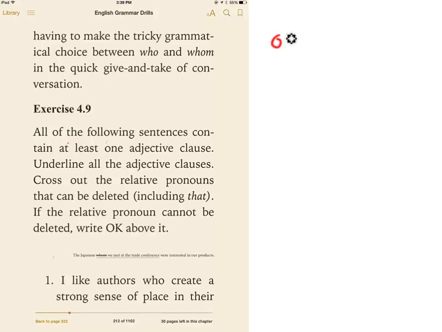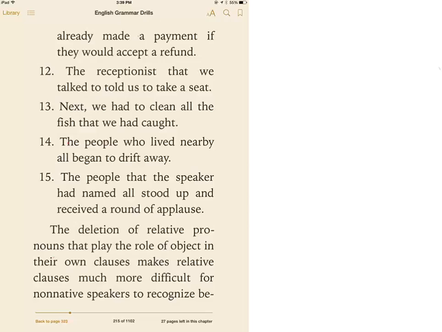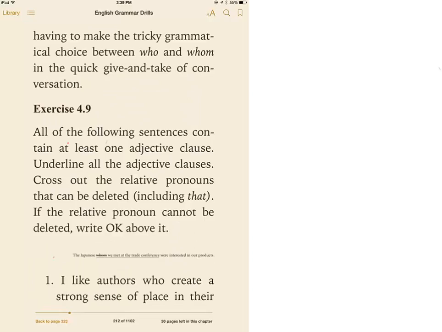Remember, only if it's an object can that relative pronoun be deleted, and it is often deleted in conversation. In our writing, we leave it in. In our conversations, we get rid of it naturally. But only if it's an object. If it's the subject, you're going to find that we can't delete it. If it's the object, we can delete it. So let's take a look here. I think there are 15 of them. So we're going to do the first 5 together.